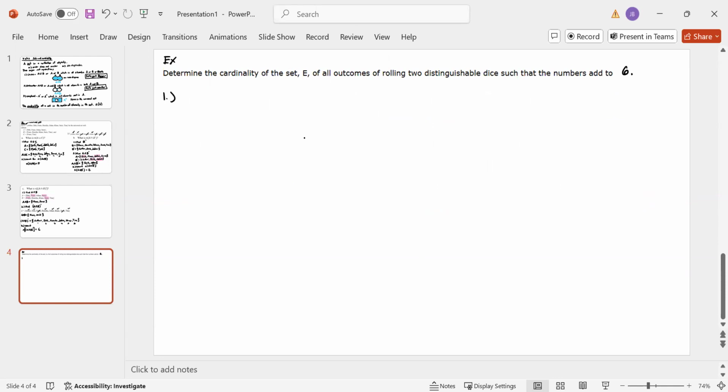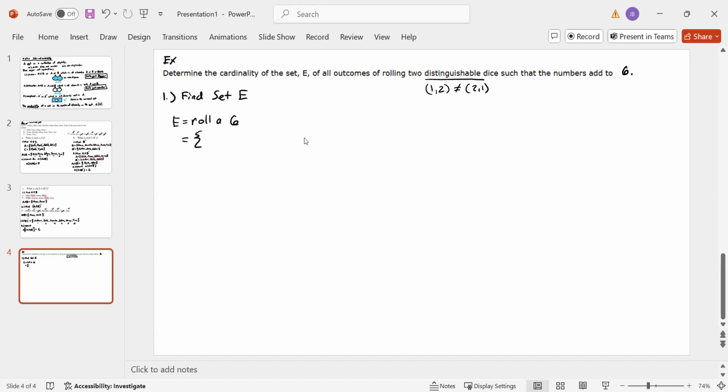So step 1 is find your set. And you can call it whatever you want. We'll just call it A, find set A. Oh, they call it E. So E is going to be equal to roll a 6, which means because they are distinguishable, that means 1 comma 2 does not equal 2 comma 1. Those are different, okay? Because one may be blue and one may be red. If they were indistinguishable, 1 comma 2 would be equal to 2 comma 1. So that's the difference between distinguishable and indistinguishable.